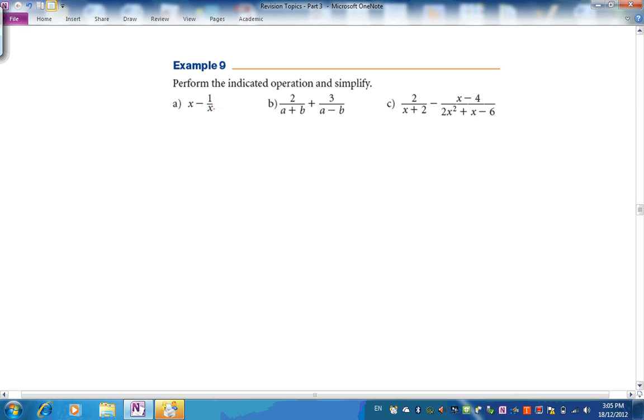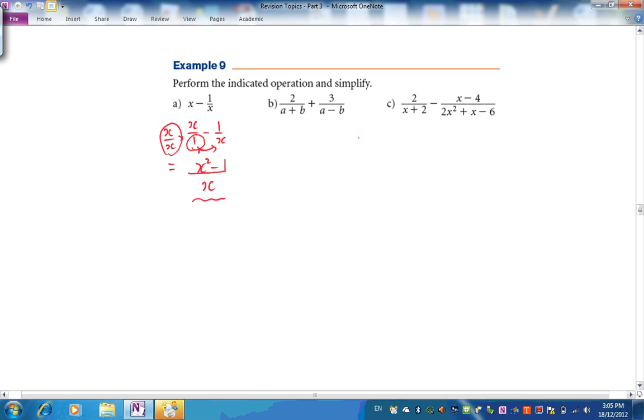Let's have a look at x take 1 on x over here. This is really x on 1. Take 1 on x. We want the denominators to be the same, so the common denominator would be x. Now, x on 1. If I want to make this denominator an x, I have to multiply by x. I must do the same to the top line, so it becomes x squared on x. Minus, this is already over x, so we leave that the same. So here we are, x squared take 1 on x is our simplest form there.